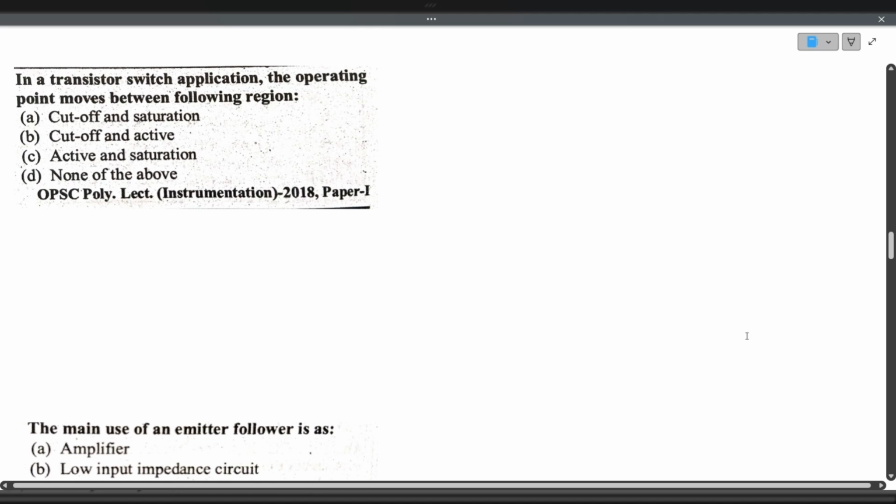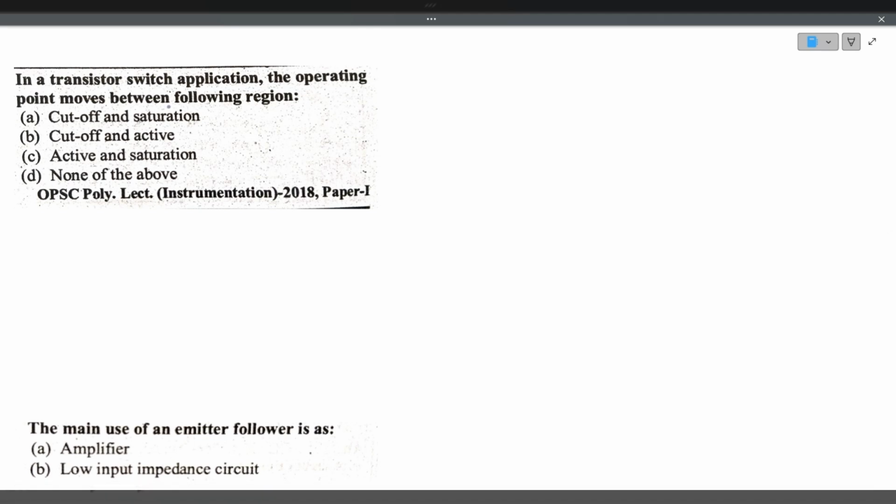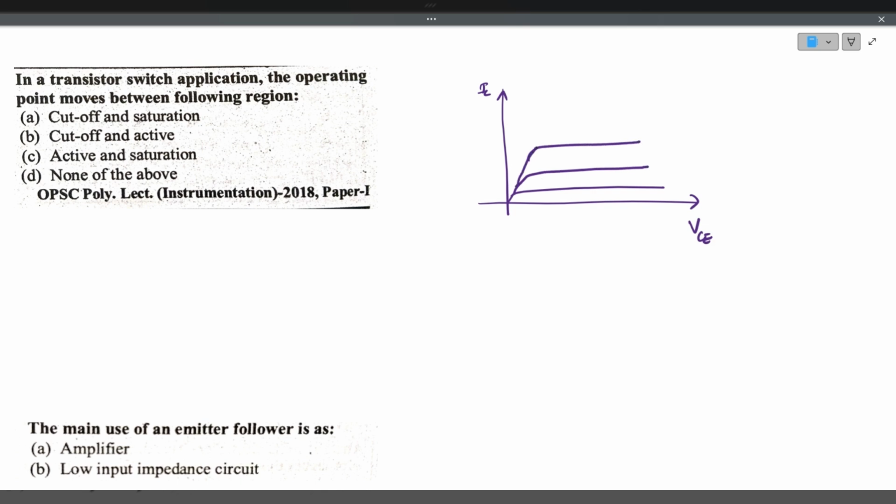We'll see the next question. In a transistor switch application, the operating point moves between the following regions. If you see a transistor's output characteristics, it will be like this. I am observing the common emitter amplifier. These are the output characteristics for different IB values. This is IB1, IB2, IB3, and IB4, and the respective IC values. If you draw the load line, this is the load line.